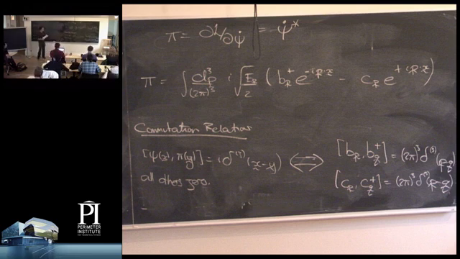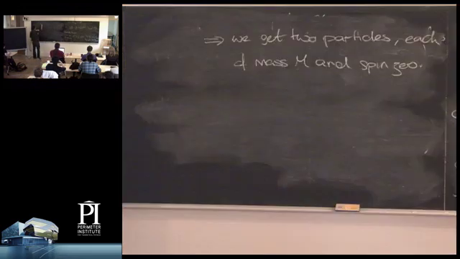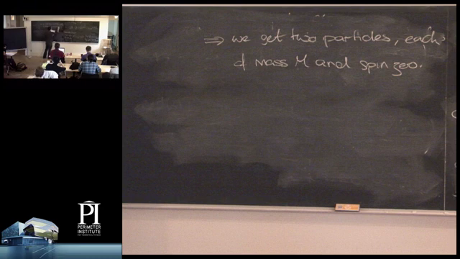Okay, so what do we have here? It's a complex field. We've got two sets of creation and annihilation operators, B's and C's. We could work through exactly the same thing we've gone through. You find that each of them will give you a particle of mass capital M and spin 0.